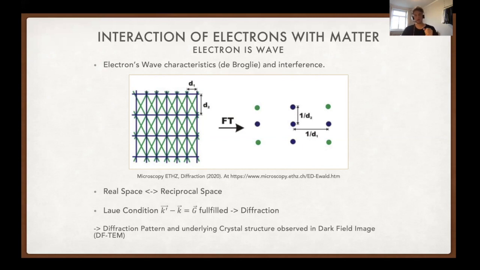Now you can make use of the Laue condition, saying that the wave vector of your scattered electron minus the wave vector of your incoming electron, as shown below, is equal to the distance between two discrete points in the reciprocal space. You will get diffraction. So the Laue condition can be used to detect these discrete points by checking just certain directions of the outgoing electrons. And this gives you information about the crystalline structure inside your material. And this is used in the dark field image.